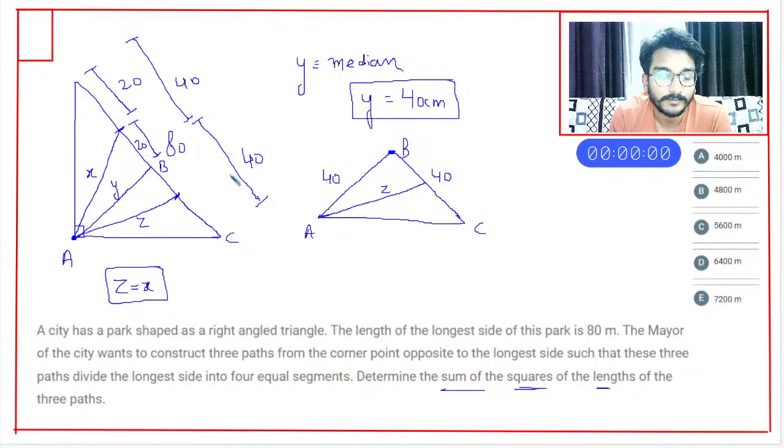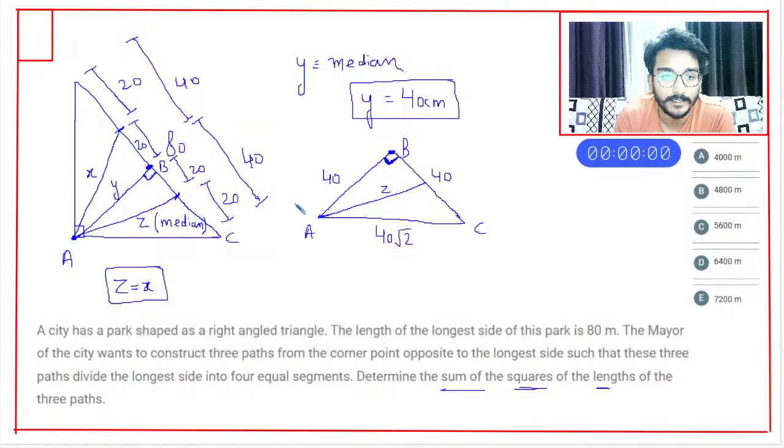Now, this median is working like a median, and it will be a perpendicular in that case because of the symmetrical figure. So we can see this will be a right angle triangle again, ABC, and this will be 40 root 2. Now I have to find the Z value. So Z is again working like a median because it is dividing the opposite side into two equal parts, 20 and 20. So Z is again a median.